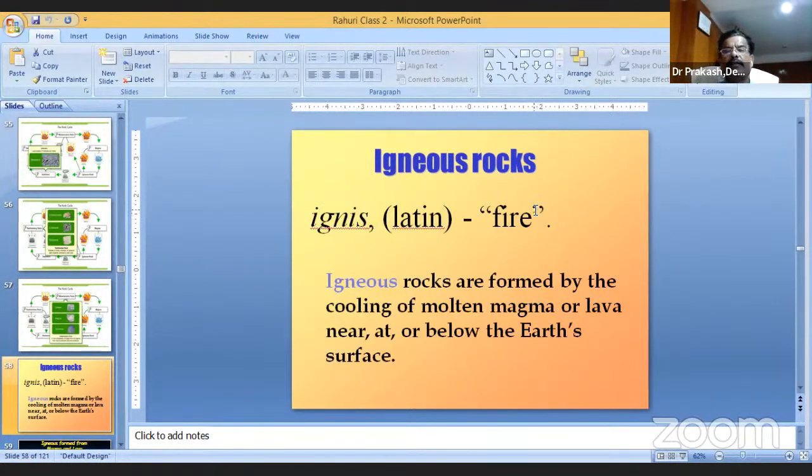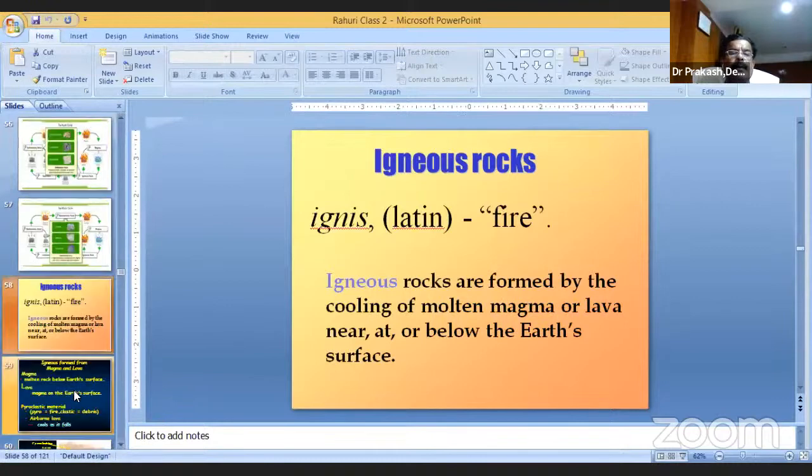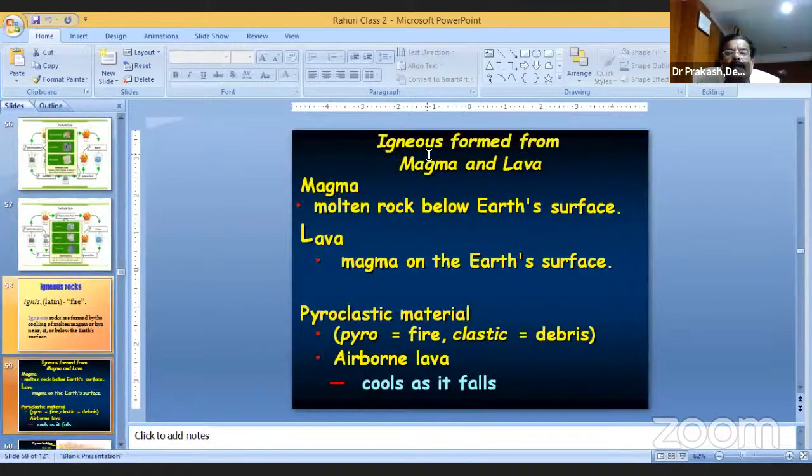So igneous rocks are formed by the cooling of molten magma or lava at or below the earth's surface. So it can form anywhere, either on the earth's surface or below the earth's surface. So igneous rocks form from magma and lava. Magma is molten rock below the earth's surface. Lava is magma on the earth's surface.